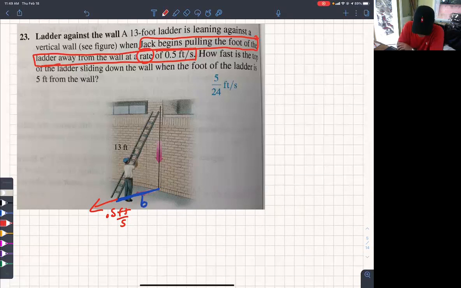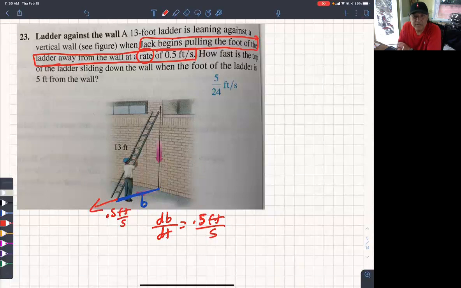Now we can make some sense of this. What's changing 0.5 feet every second? B is changing, the distance from the ladder to the wall. So I can say the change in the base as time changes is 0.5 feet per second. And now my next question is, is that positive or negative? Well, is B increasing or decreasing? In my eyes, B is increasing. So therefore, the derivative should be positive. So there we go. There is my first rate.